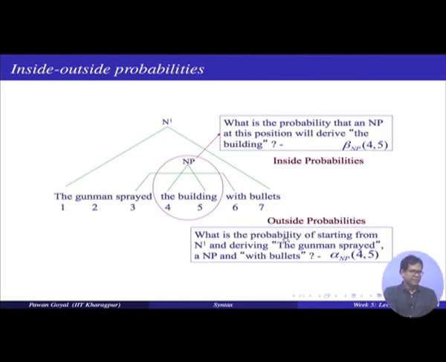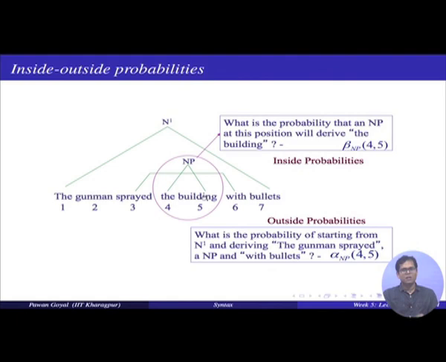Now, let us take a simple example. I have this sentence, "the gunman sprayed the building with bullets", and here your p, q is 4 and 5. So, you are parameterizing with respect to the sequence "the building". Accordingly, this will be your particular non-terminal, that is NP, that is deriving "the building".